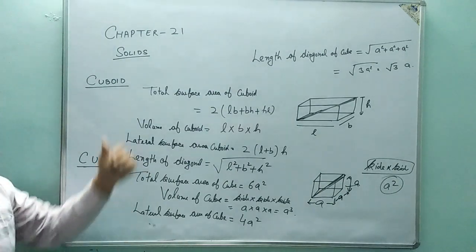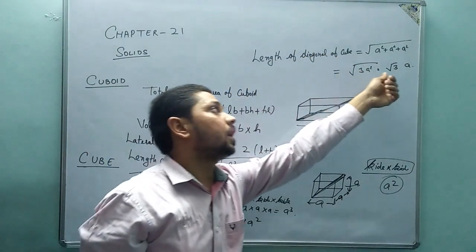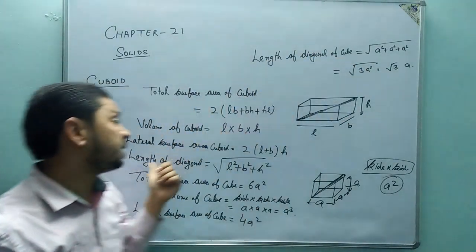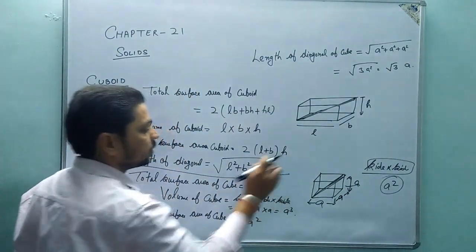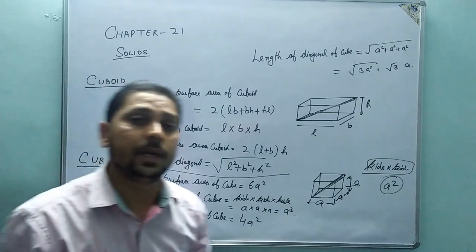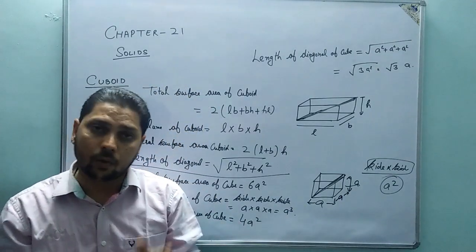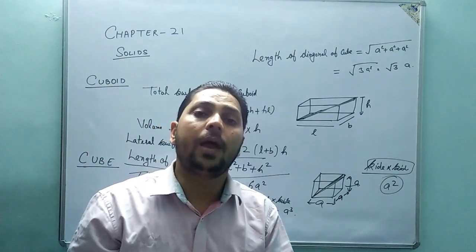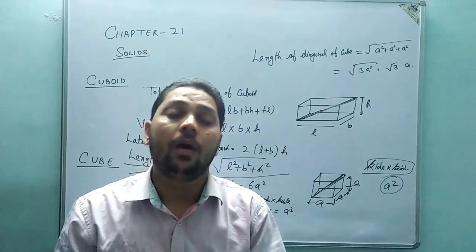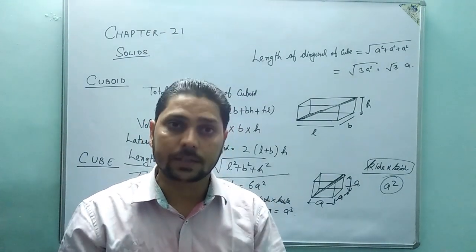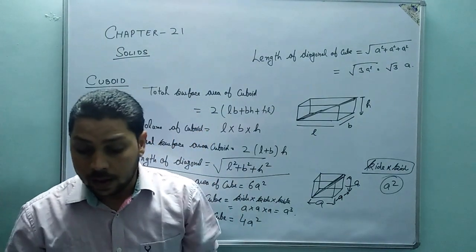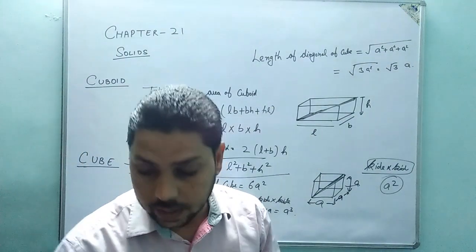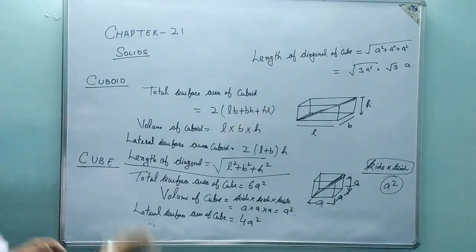So what is the length of a diagonal of a cube? It is under root 3a. And what is the length of a diagonal of a cuboid? It is under root of l square plus b square plus h square. These all formulae you have to learn, and we will apply all these formulas in your questions from your first exercise. So let us begin with the very first exercise, exercise 21A.